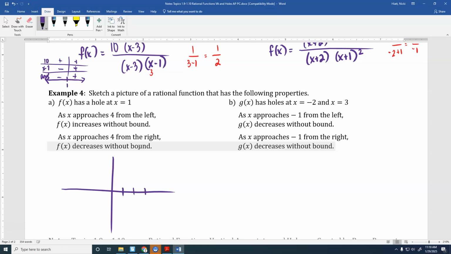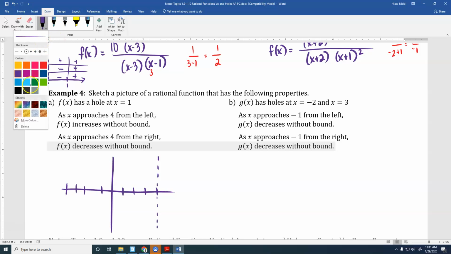We got 1, 2, 3, 4, 1, 2, 3, 4. I am not going to label my y-axis because it doesn't give us any y coordinates that we need to worry about. I'm going to have a vertical asymptote at 4, so I'm going to put myself a dotted line right here. It's not actually part of our graph. It is just there to guide me for my vertical asymptote.